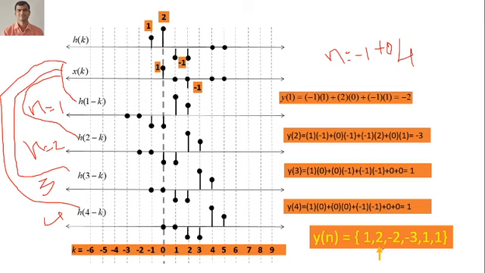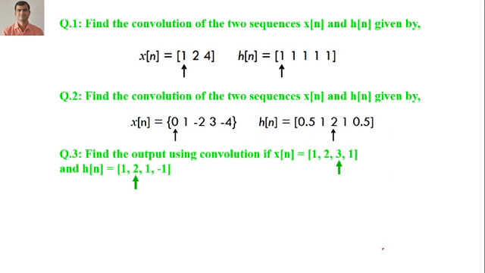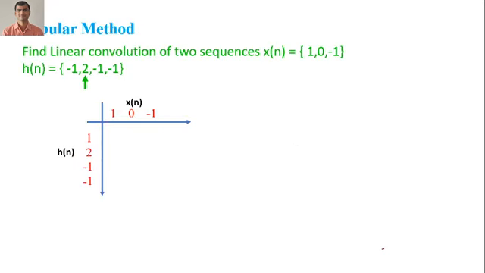Okay, this is about the linear convolution using the graphical method. One shortcut method is there, known as the tabular method. We'll see this example. This is quite interesting, or you can say it is a shortcut method.